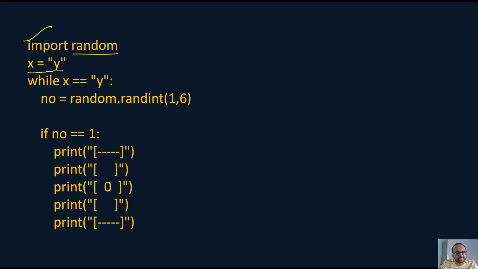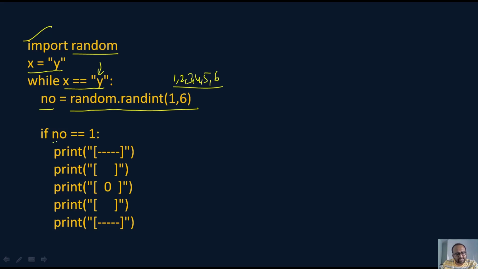So initially x is equal to y. It signifies we are willing to roll the dice, and look at this while conditional expression, x double equal to y. So y represents yes. Okay, so this condition is true, hence it is going to randomly pick a number in the range 1, 2, 3, 4, 5, 6. From this range it is going to pick a number, and that number will be stored in a variable called no.